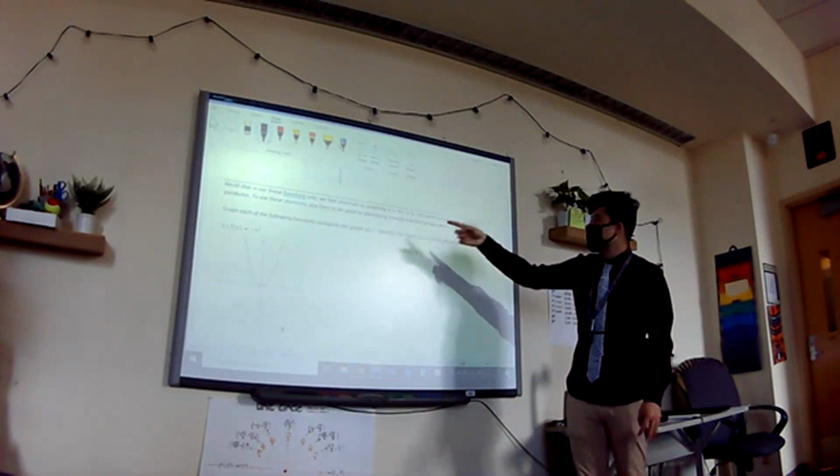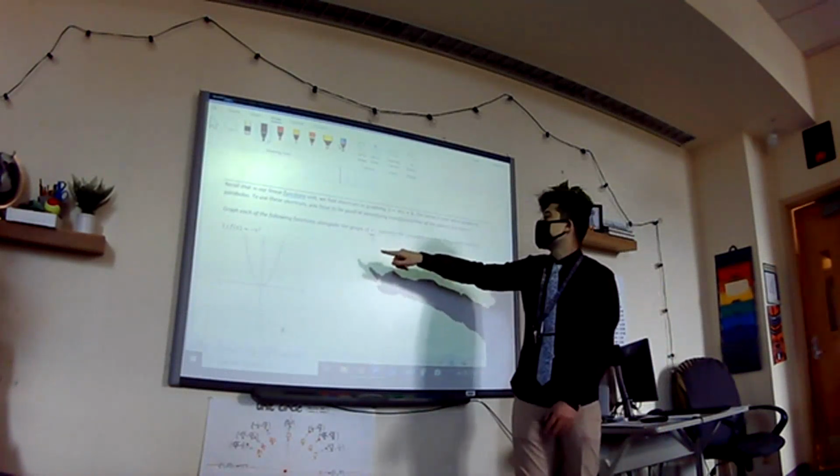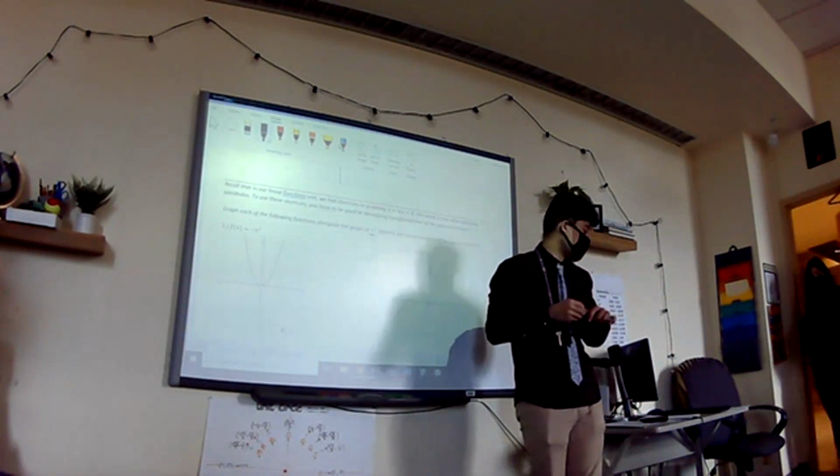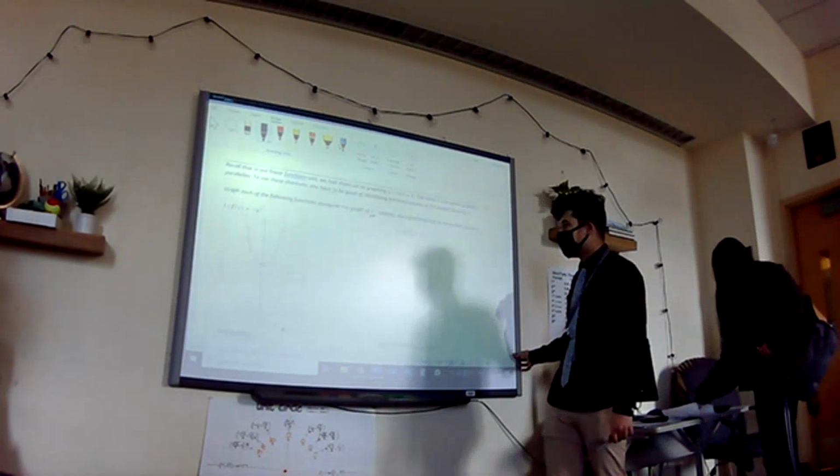Recall that this is basically what I just said. Graph each of the following graphs alongside x squared and identify the transformation of the parent function. Rexy, were you here yesterday? Yeah. Okay, then you already have these though.